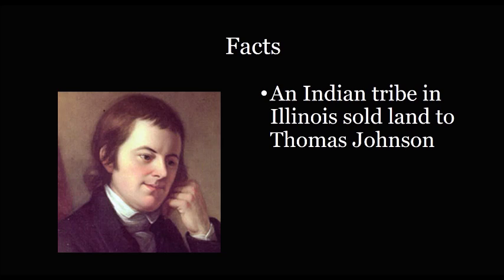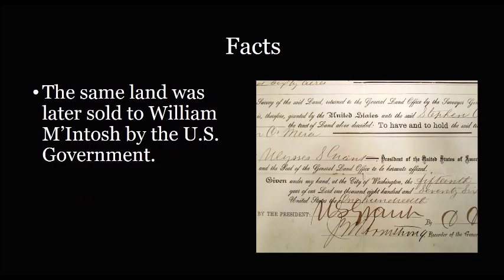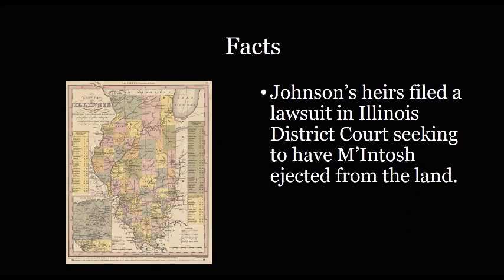An Indian tribe in Illinois sold land to a man named Thomas Johnson. The same land was later sold to William McIntosh by the U.S. government. Okay? McIntosh received a grant for the land. Johnson's heirs filed a lawsuit in Illinois District Court seeking to have McIntosh ejected from the land, essentially a court order requiring McIntosh to pack up and leave.